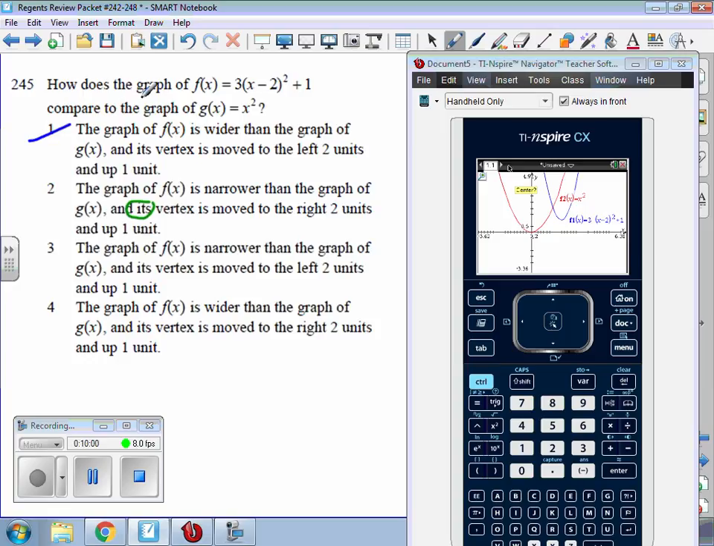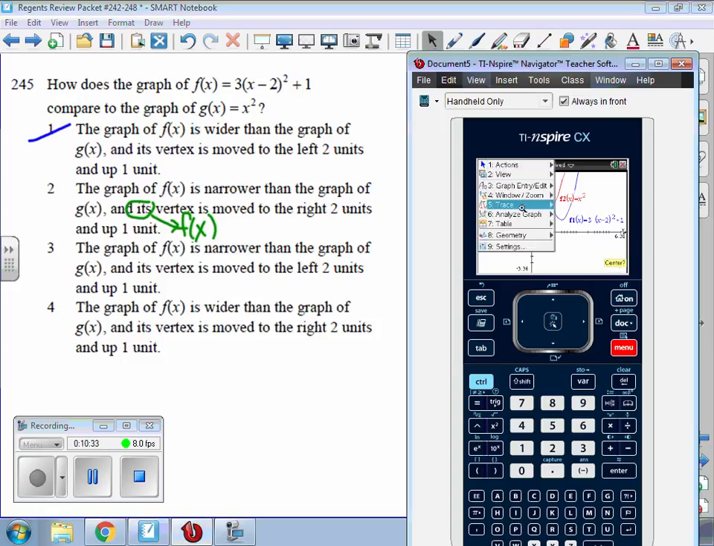How does the graph of f of x compare to the graph of g of x? How does the graph of f of x means that this its is f of x? F of x's vertex, is that moved to the right 2 units and up 1 unit? This is completely backwards than how I would have interpreted it. So is the vertex of f of x, our blue line, 2 units over and 1 unit up?